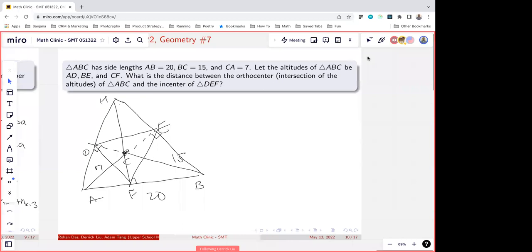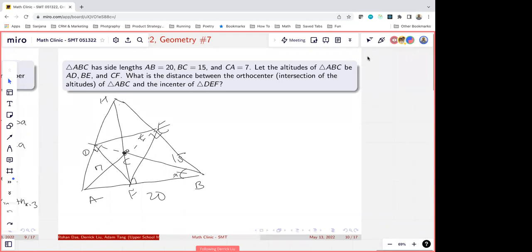Well, we can do this by looking at cyclic quadrilaterals. So for example, we know that ADEB is a cyclic quadrilateral because we have angle ADB equals angle AEB equals 90 degrees. And therefore, if we let angle ABD be X, then we also know that angle ADE is also equal to X.